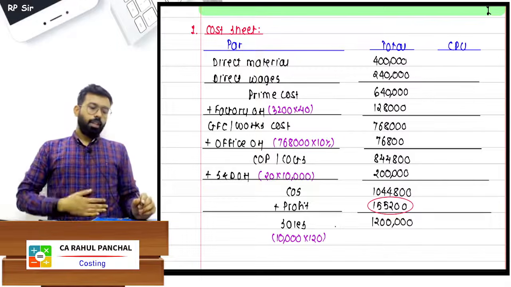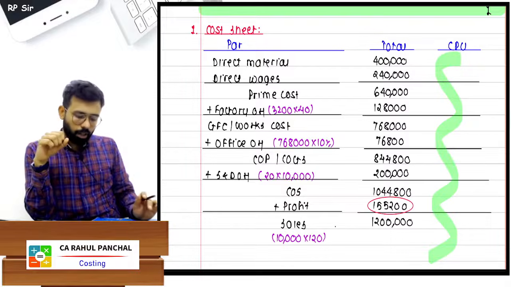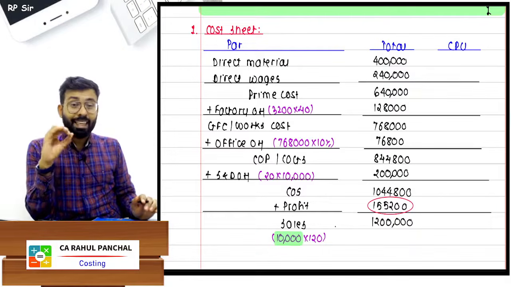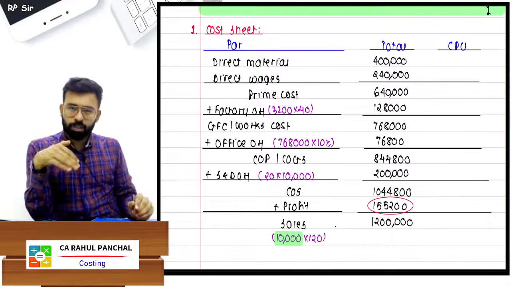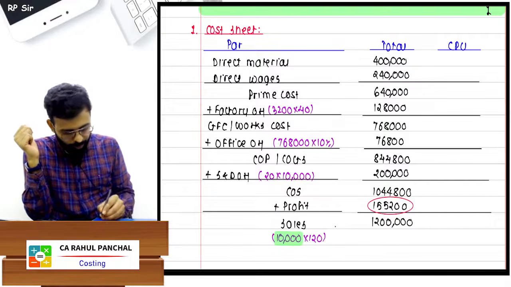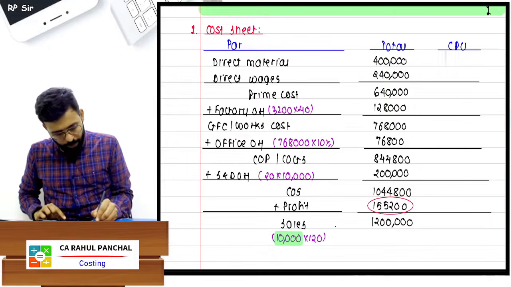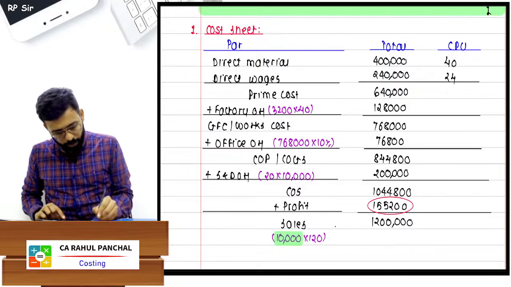Now once you get the profit, if I ask you to calculate CPU, it is very easy. How many units are there? You can see there are 10,000 units. So all the cost will be divided by 10,000 and you will get your cost per unit. So if you divide by 10,000, so 4 lakh divided by 10,000, that will become 42,40,000. That will become 24.